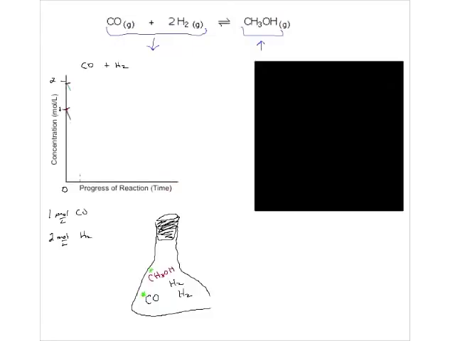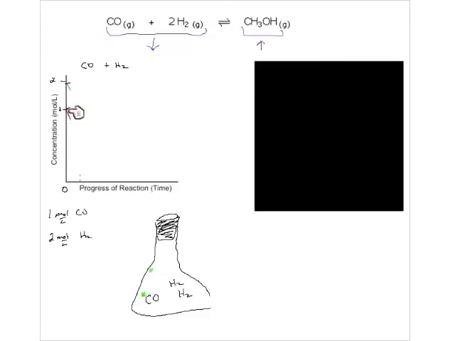Now, if I look at my reaction container, in the very beginning, in this reaction bottle down below, I'm going to put 2 moles of hydrogen, and assuming this is a 1 liter container, we're going to put 2 moles per liter hydrogen and 1 mole of carbon monoxide. So we're going to put that in our flask here.